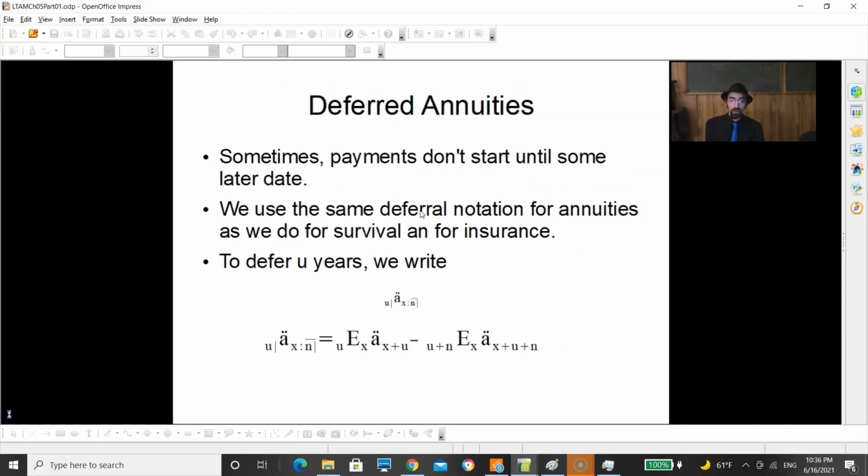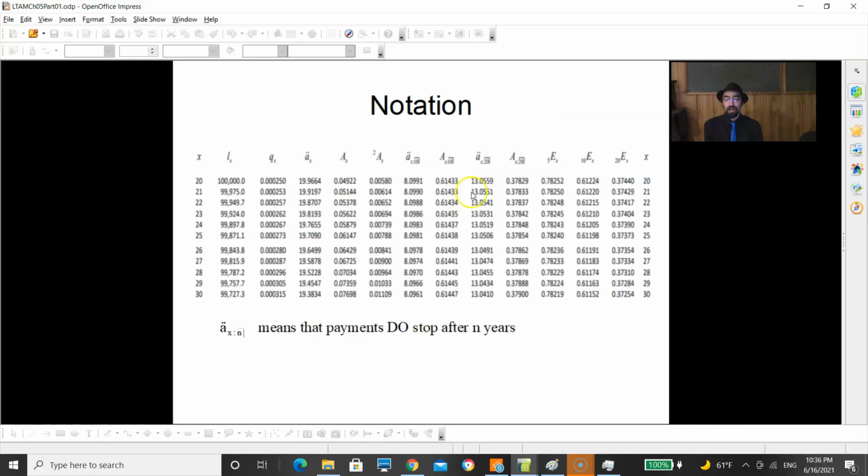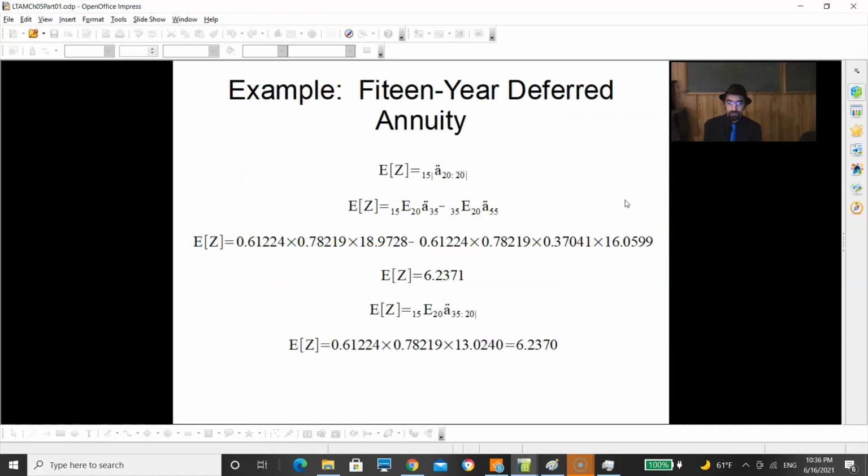And the reason we might want to do that is because we have a 5 and 10 year delay built in. We also have a 20-year delay built in, but we obviously wouldn't use that when you're only delaying 15 years. So I'd say I have to delay 10 years from age 20, and then 5 years from age 30. Or I could have done 5 years from age 20, and then 10 years from age 25.